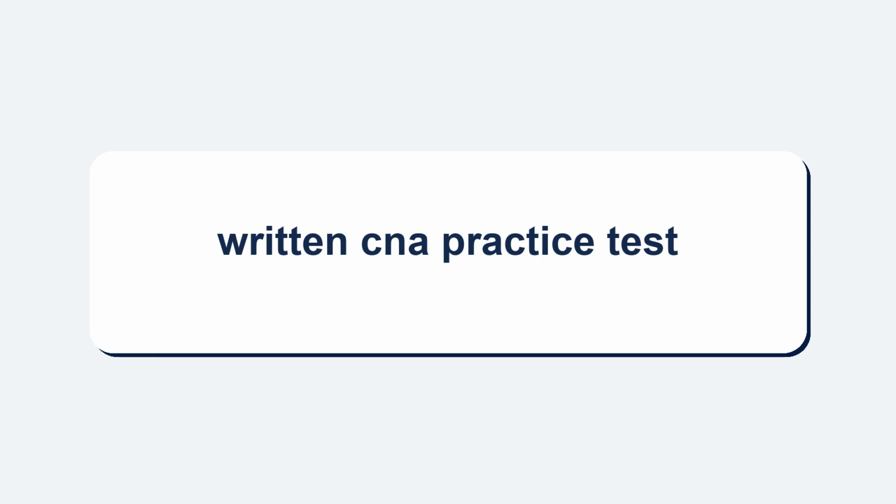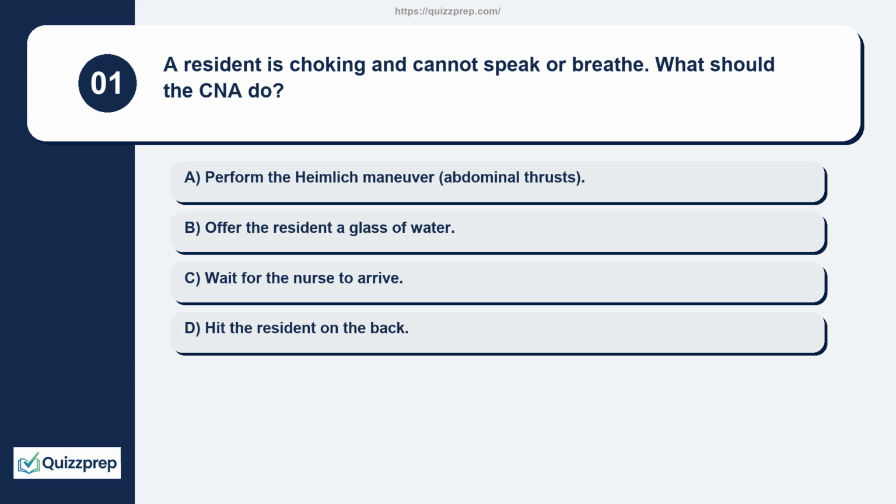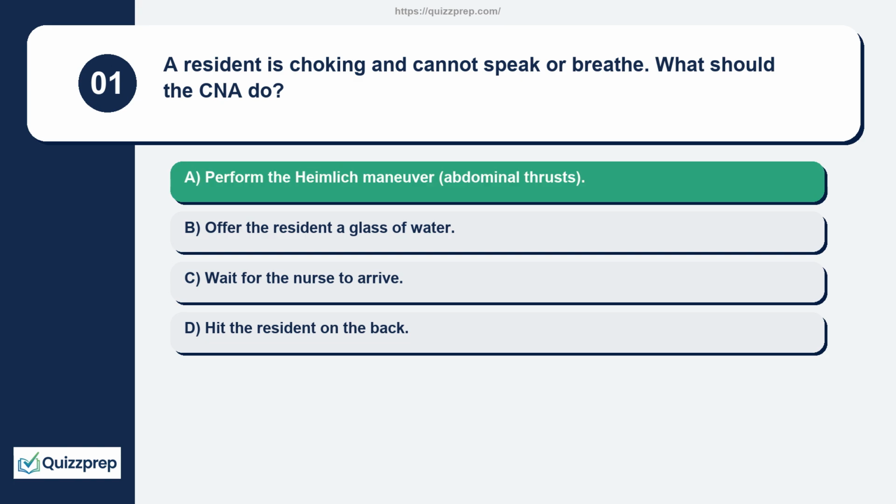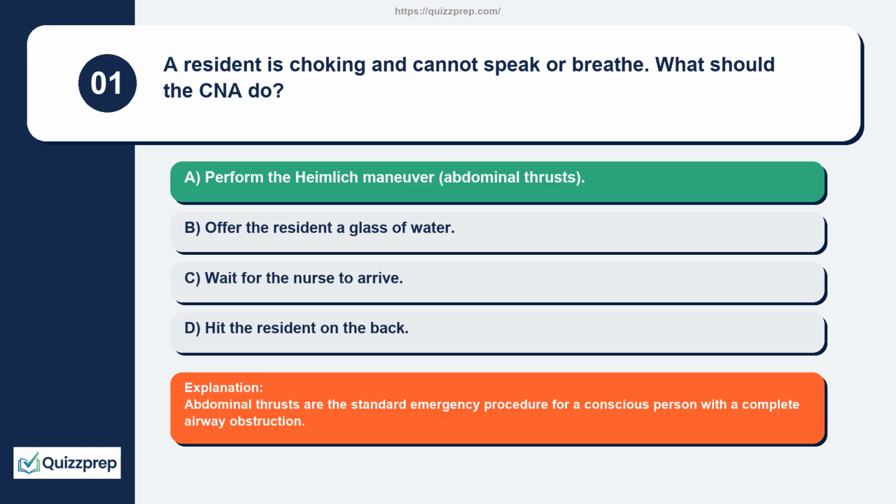Written CNA practice test. Question 1. A resident is choking and cannot speak or breathe. What should the CNA do? Perform the Heimlich maneuver, abdominal thrusts. Offer the resident a glass of water. Wait for the nurse to arrive. Hit the resident on the back. Abdominal thrusts are the standard emergency procedure for a conscious person with a complete airway obstruction.